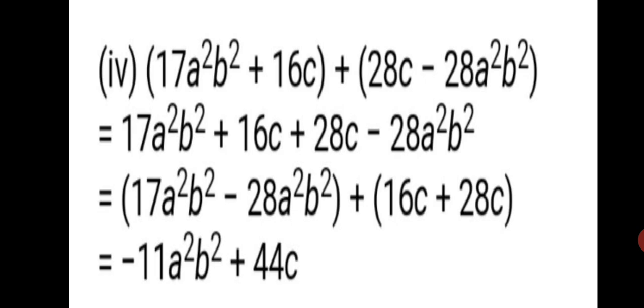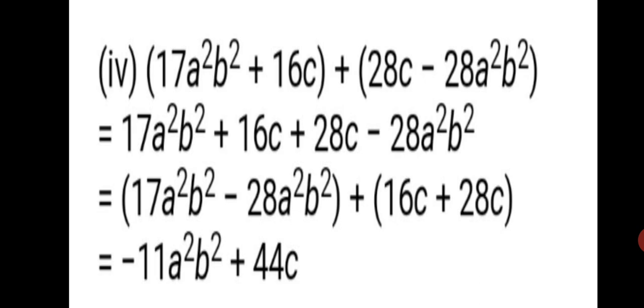Second step, to group the like terms together. Which are the like terms? 17a square b square minus 28a square b square. Put them in first bracket. Plus 16c plus 28c will go in second bracket. Now add the coefficients of these like terms.